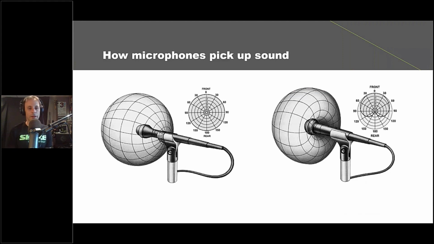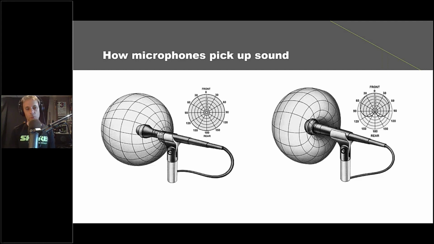So when we talk about how microphones pick up sound, that's where we get into what's called the polar pattern. And the polar pattern can be basically broken down into two different categories: omnidirectional microphones and unidirectional microphones, of which there are several different types. Now, an omnidirectional microphone is called that because it can pick up sound from all directions, as illustrated by the globe you see on the left there.